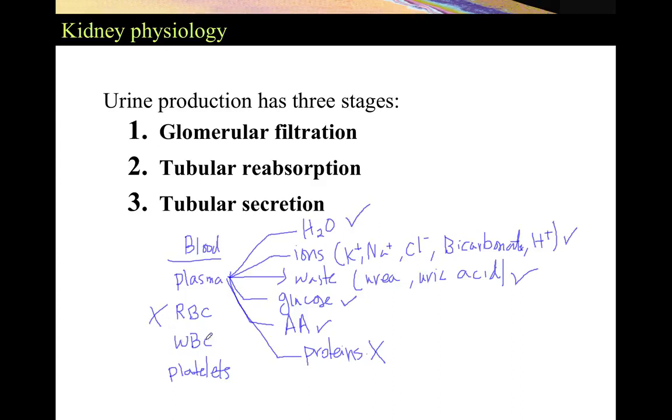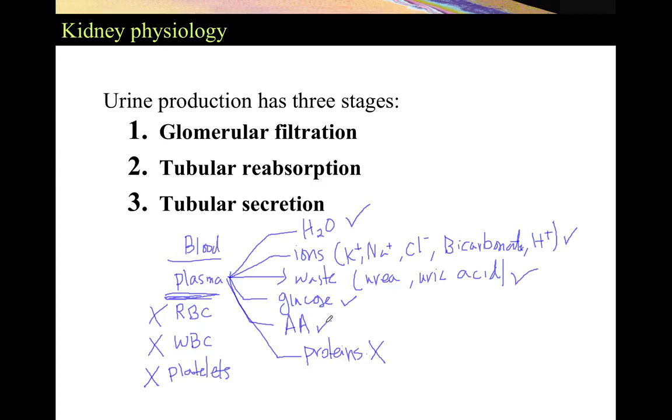White blood cells. If you recall your histology, white blood cells typically appear larger than even red blood cells. So if I can't pass red blood cells, I cannot pass white blood cells. So that's out already. And same thing with platelets. Platelets are also going to be large enough that they will not pass through. So by just looking at this picture, you notice that the components that are going to be filtered are what's associated with your plasma, and that's basically water, ions, waste, glucose, and amino acids.